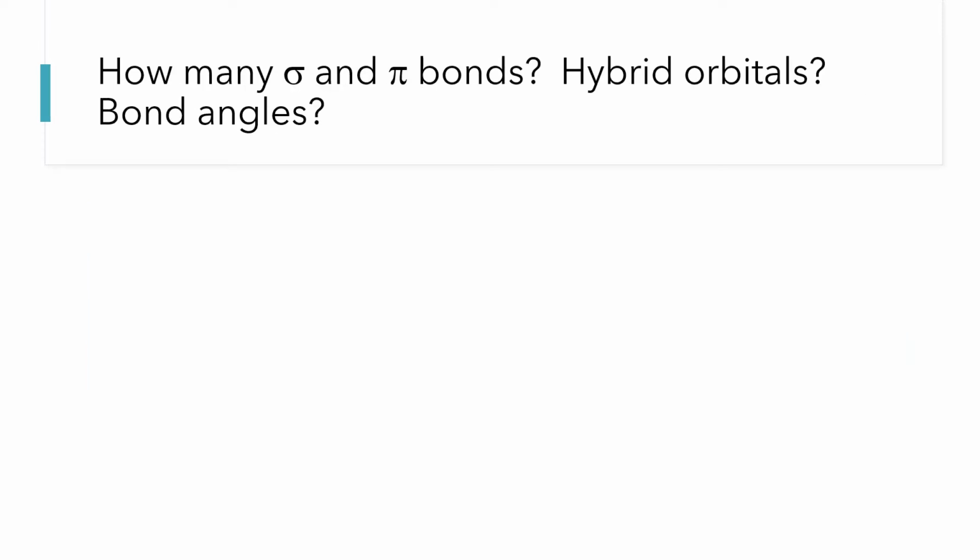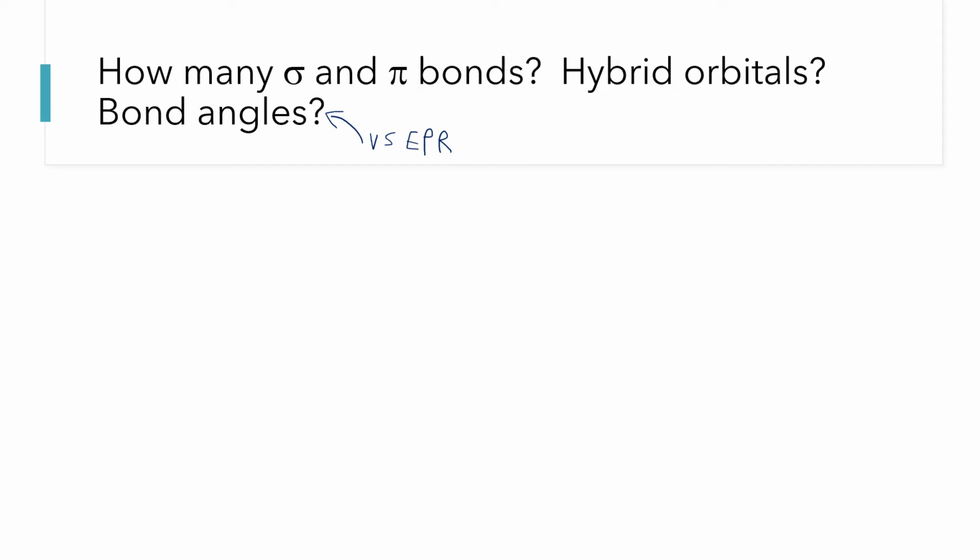When you're looking at questions about sigma and pi bonding on a quiz or a test, they'll be phrased along the lines of, okay, given this Lewis dot structure, how many sigma bonds are in the molecule? How many pi bonds? What hybrid orbitals are involved for this particular atom? What are the bond angles? Okay, so remember a couple of things here. For the bond angles, you definitely have to think VSEPR, right? If you're looking at a Lewis structure, everything looks like it's either 90 or 180 degrees, and that's rarely the correct answer.